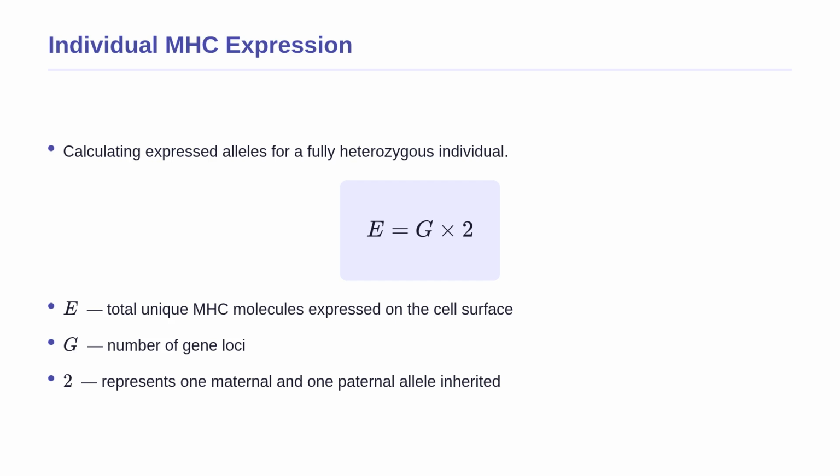While the population has millions of combinations, an individual has a limited set. Let us look at the formula for calculating how many unique MHC class 1 molecules a single fully heterozygous person can express. E equals G times 2. In this formula, E represents the total number of unique MHC molecules expressed on the cell surface. G represents the number of gene loci. We multiply by 2 because humans are diploid, meaning we inherit one allele from our mother and one from our father, and both are expressed simultaneously.